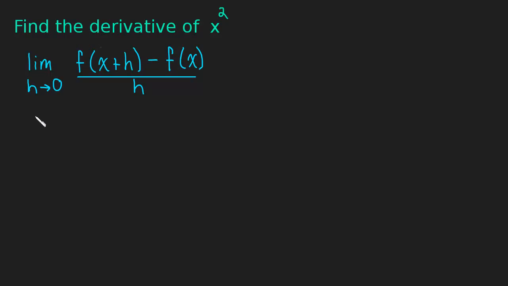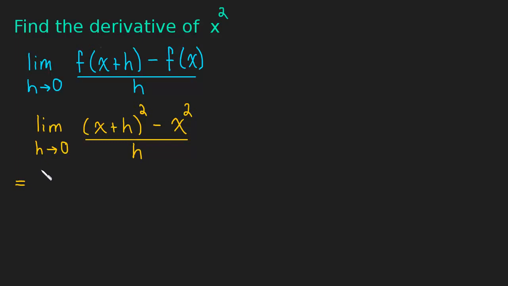Okay, so let's go ahead and do that. So this is the limit as h approaches 0 of x plus h squared, so we plug that in for x, minus x squared, all divided by h. Okay, so now we can just go ahead and start simplifying this limit and see if we can solve it.